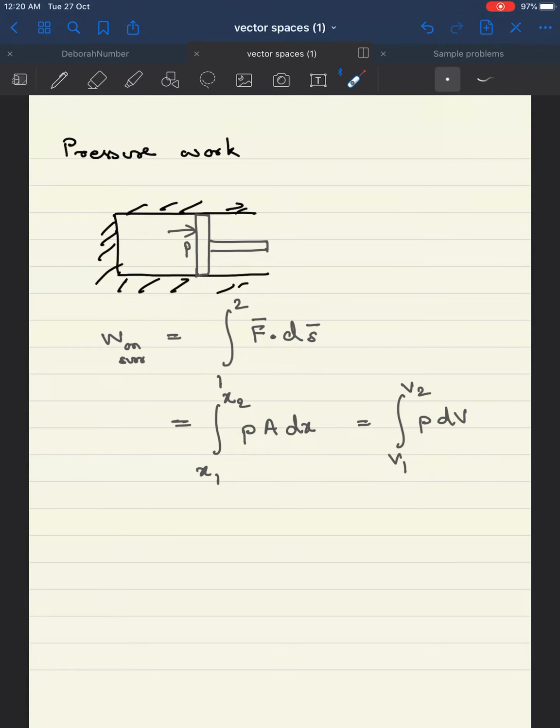Now let's always remember that work is a path dependent process, so I need to know this information about the entire path that was taken. And now that you have been able to calculate the work done on the surroundings, the work on the system is simply minus that on the surroundings. So it is this quantity but with a minus sign now. So the pressure work is something that we are most likely to encounter.